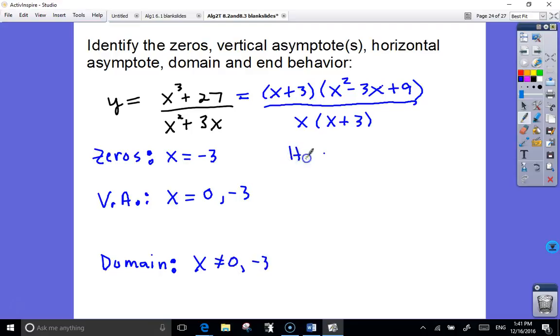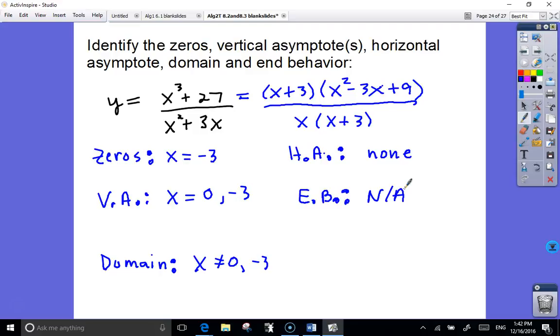Horizontal asymptote: x to the third over x squared means none. Rule 3, none. And so the end behavior is NA, not applicable. Okay, now that's not exactly right. What I just did there is not exactly right. This textbook doesn't actually ask you any questions like this, but you'll get asked it next year for sure.